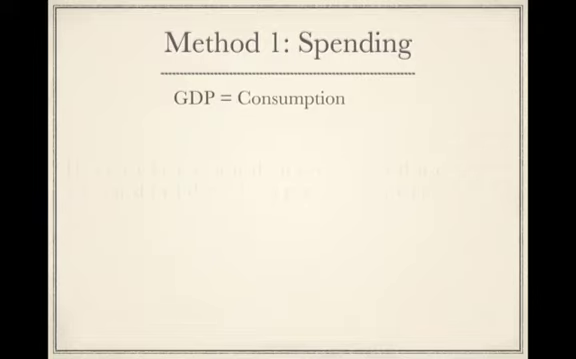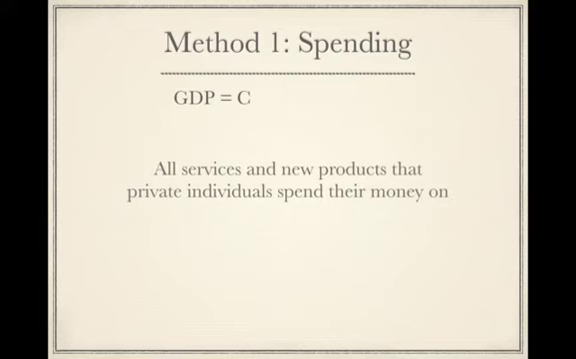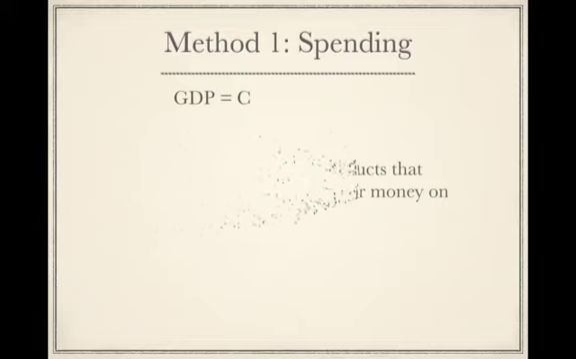So we're going to add up the amount that is spent on consumption, all services and new products that private individuals spend their money on. Again, that they spend their money on as final goods, not as goods or services that they spend their money on as intermediate goods. So if I were to buy a 3D printer to print minis for my board games, that would be in consumption. On the other hand, if I were to buy that 3D printer to print goods that I'm going to sell on Etsy, it would probably be viewed as an intermediate good. So all services and new products that private individuals spend their money on.